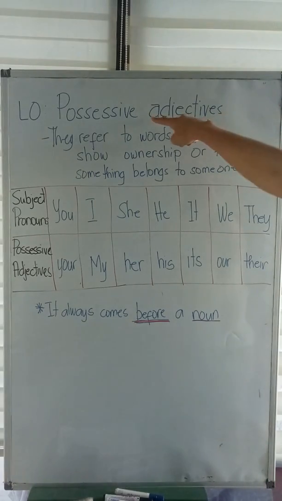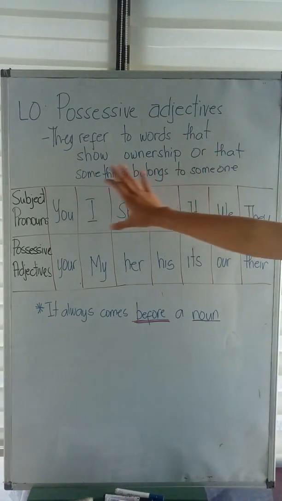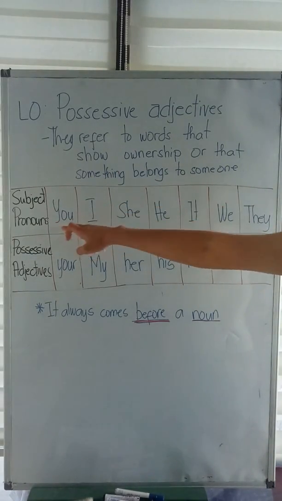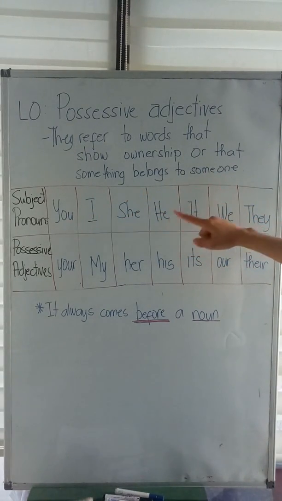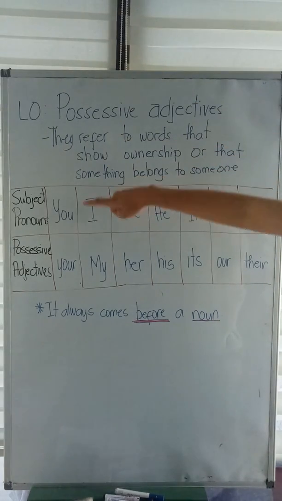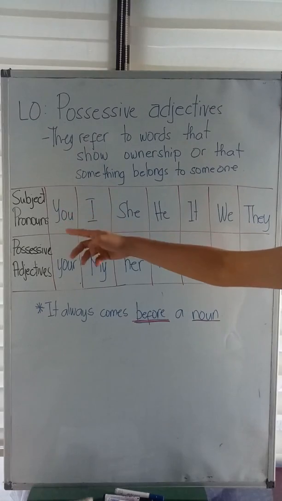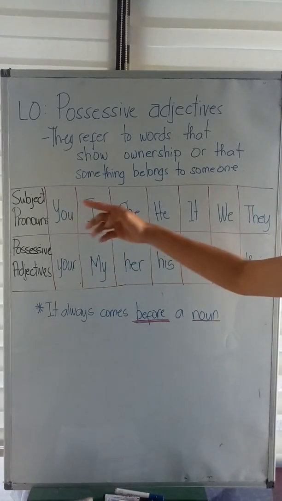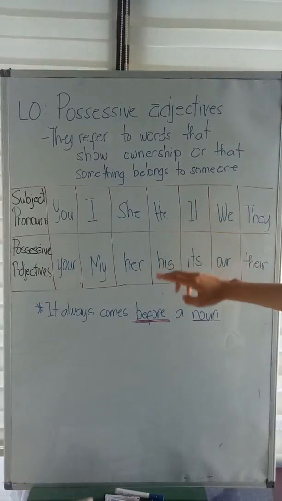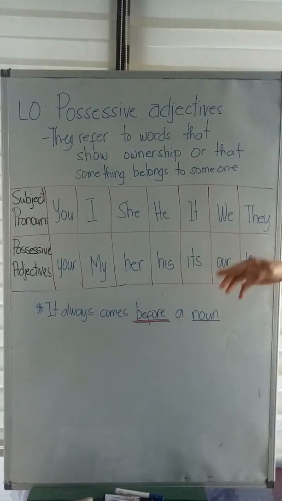we are focusing on possessive adjectives. On top here, you will see subject pronouns. They're the same. A quick review. Your subject pronouns are you, I, she, he, it, we, they. Under it, you will see the equivalent of their possessive adjectives. For the subject pronoun you, the possessive adjective equivalent is your. For I, we have my, she, her, he, his. For it, its, we, our, they, their.